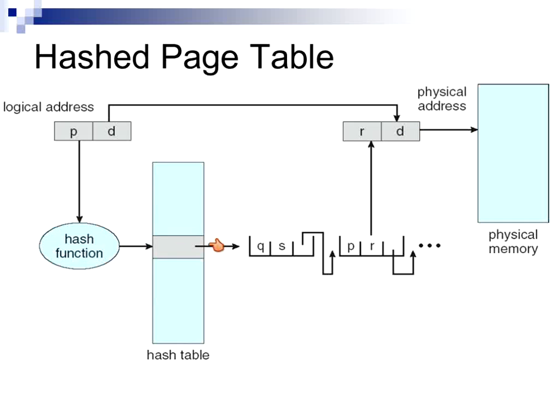We have to go to the hash function. The value from the hash function gives us this linked list. We have to search the linked list, which finally gives us what frame in memory, and then we add the offset, and then we get to our physical memory.